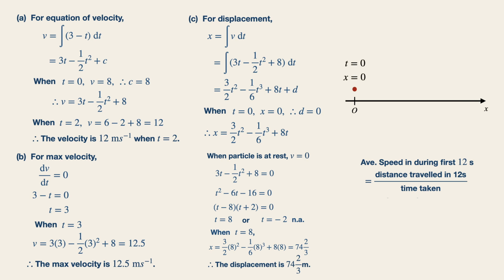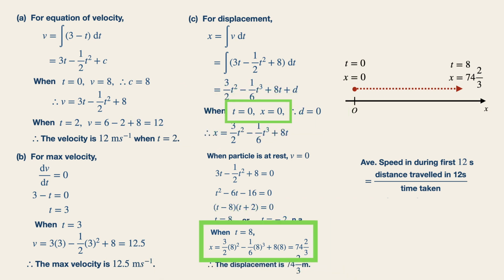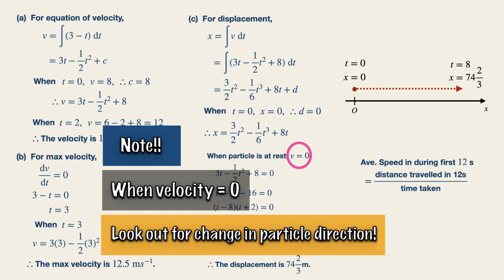When t is equal to 0, x is equal to 0. You can follow me in writing this pair. It comes as a pair. And when t is equal to 8, x is equal to 74 2/3. Now in multi-part questions, all the values that are in these parts will then fit in this diagram over here. Now when the velocity is equal to 0, usually there will be a change in the direction of the particle. So this particle will move now to the left.